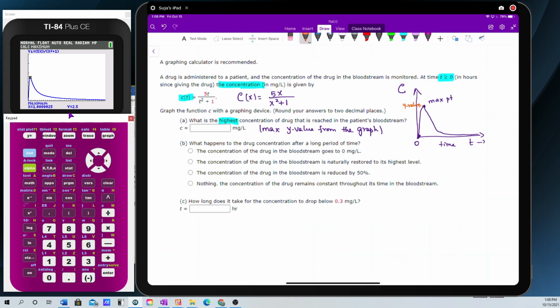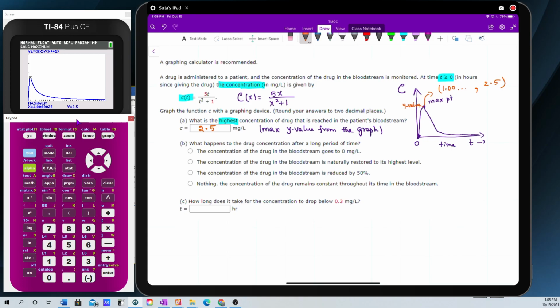So it's asking for what the maximum value is. Technically the max here, I'm seeing the coordinate as 1.00 comma 2.5. Here I just need the y coordinate, which means the answer for the first one would be 2.5 milligram per liter. So that is the highest concentration of the drug that can reach in the patient's bloodstream.